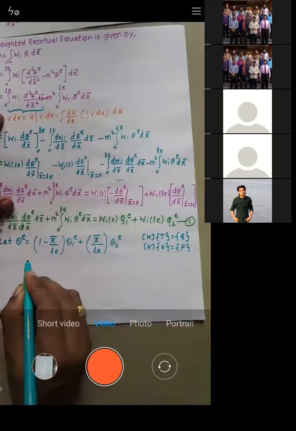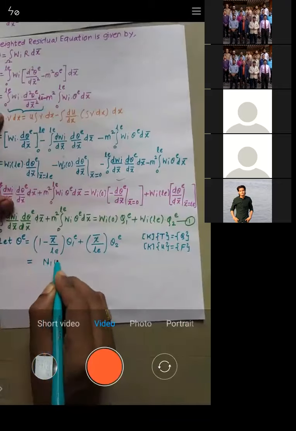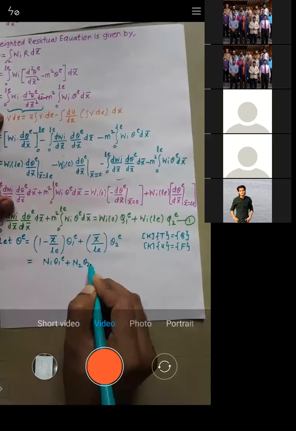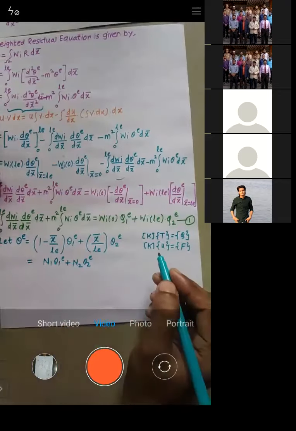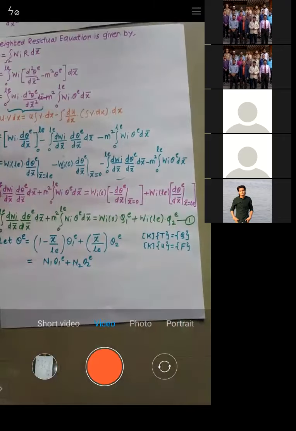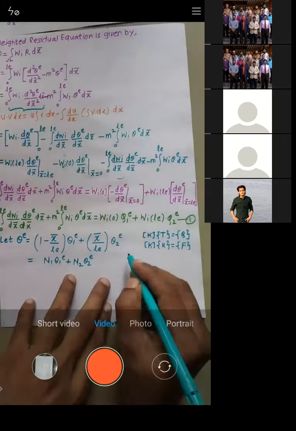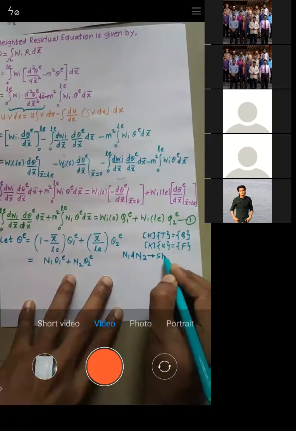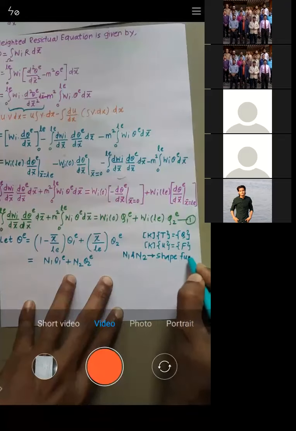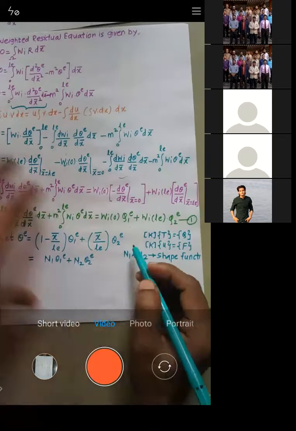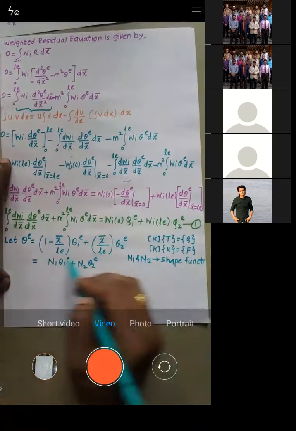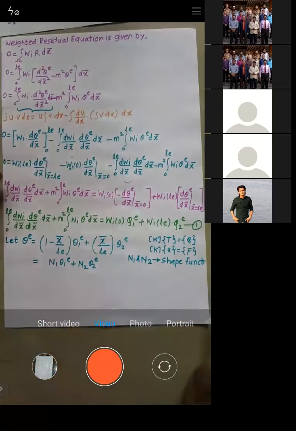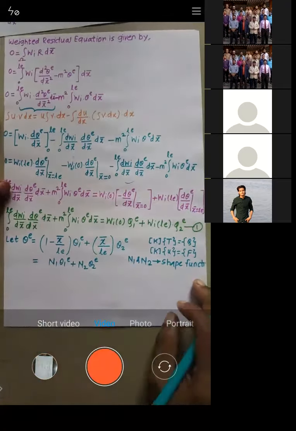Out of this, I will call this term N1, so this is N1 into theta 1e. Similarly, this term I will call N2, so N2 into theta 2. N1 into theta 1e plus N2 into theta 2. Now N1 and N2 are shape functions. Try to understand, they are shape functions. We will see this derivation in detail in the next chapter.